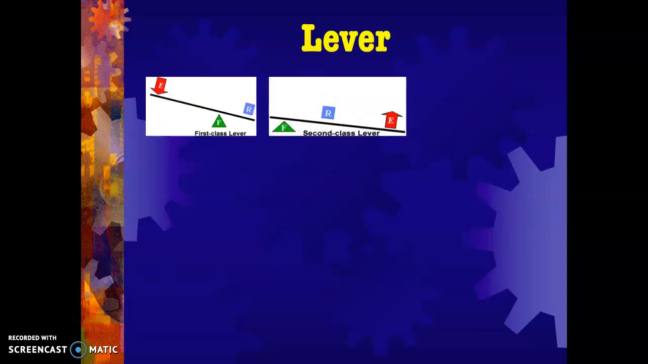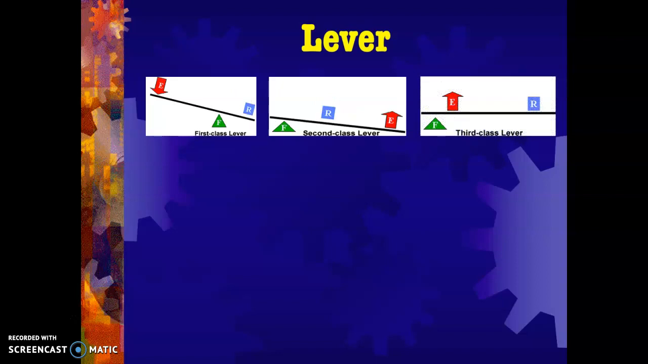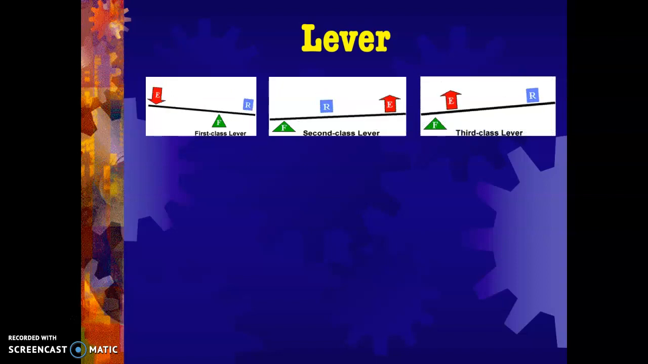And that leaves us with our third simple machine of the day, and that is the lever. There are 3 types of levers. One type here, as you can see, is what we call a first class lever. Here is your second class lever, and finally your third class lever.